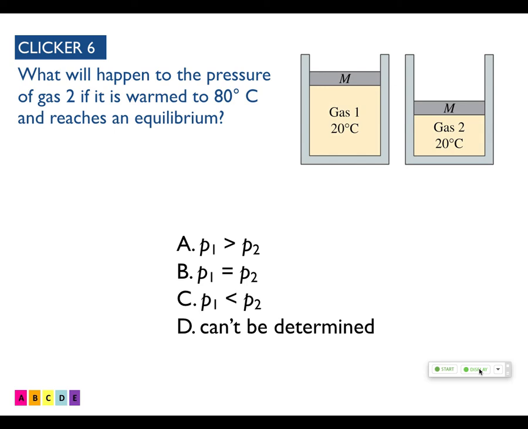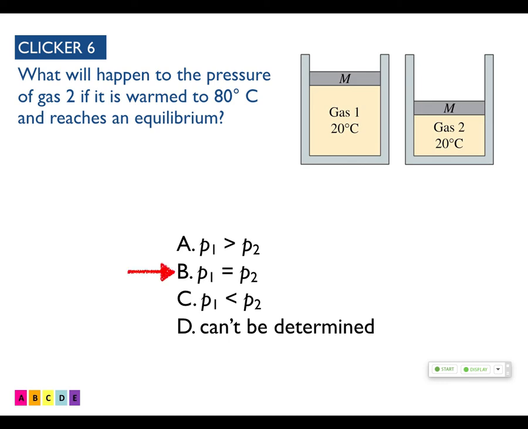So, what does the pressure depend on for the gas? The mass of the piston and the atmospheric pressure, which are still the same. It doesn't matter what you do to the gas once it reaches equilibrium, right? The pressure only depends on the outside pressure and the mass of the piston. So that's going to be pressures are equal.